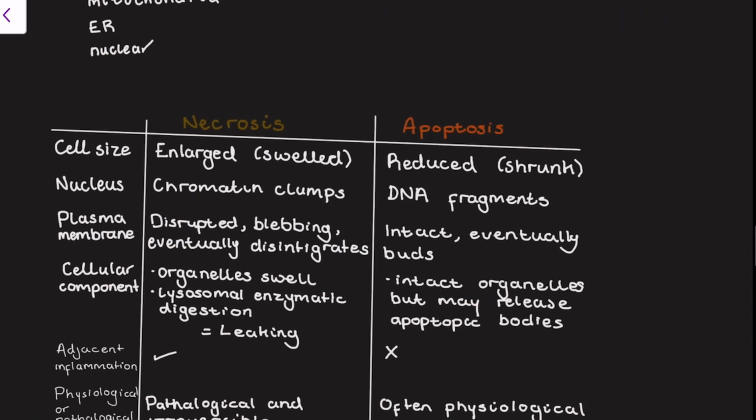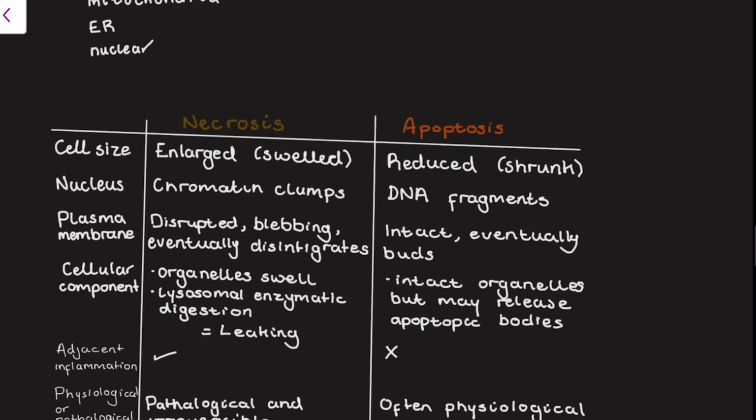So, to summarise, in comparison of necrosis and apoptosis, in necrosis there's an enlargement of the cells, while in apoptosis there is reduction of the cells. In necrosis, the chromatin and nucleus sort of clumps together, while in apoptosis, it fragments. The plasma membrane in necrosis is disrupted due to blebbing, while in apoptosis, it remains intact, but there is membrane budding.